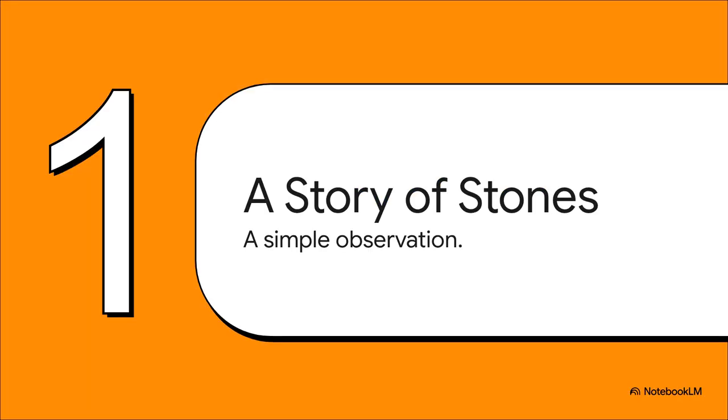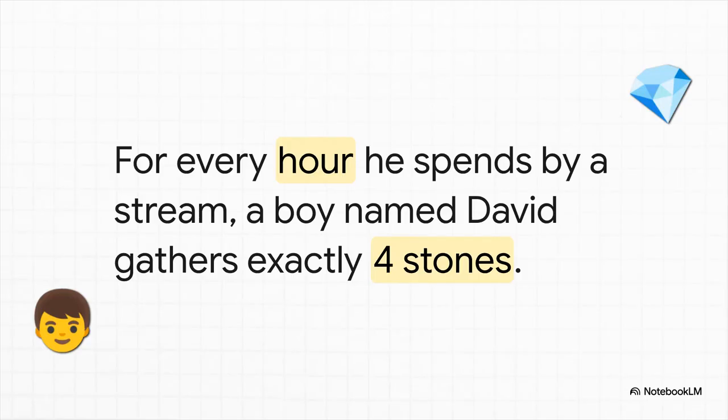Okay, so let's stick with that idea of stones. We're going to build our own simple story, just to see exactly how this whole translation process works, right from the ground up. So here's the story we're working with. It's super simple, totally predictable. 1 hour, he gets 4 stones. 2 hours, well, that means 8 stones. You can already feel it, can't you? There's a clear rule here, a really consistent relationship. But the real question is, how do we describe that rule with math?